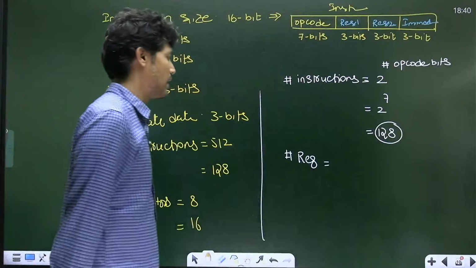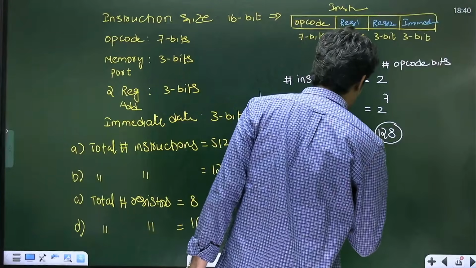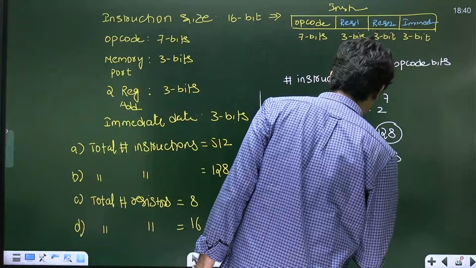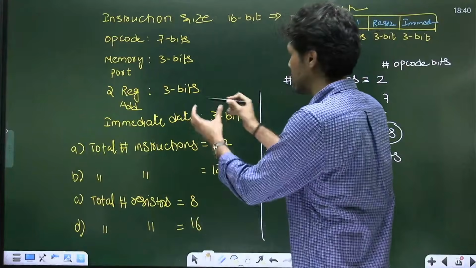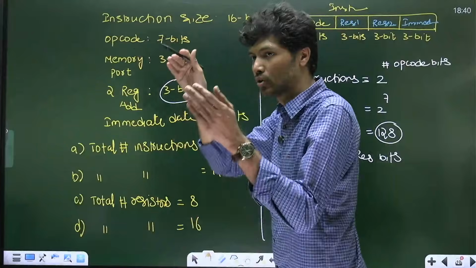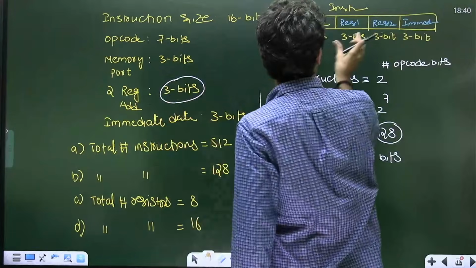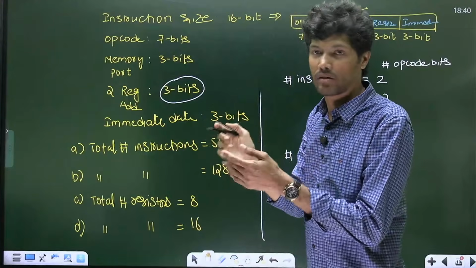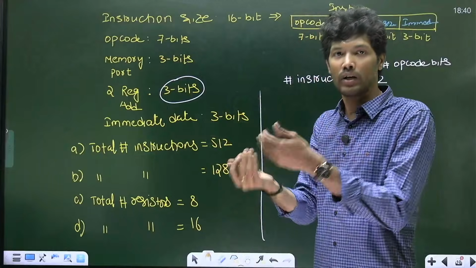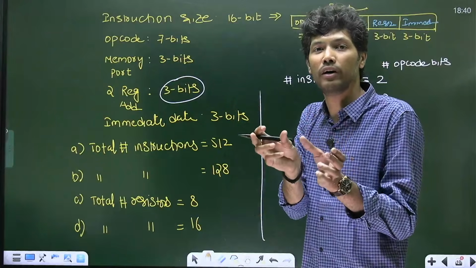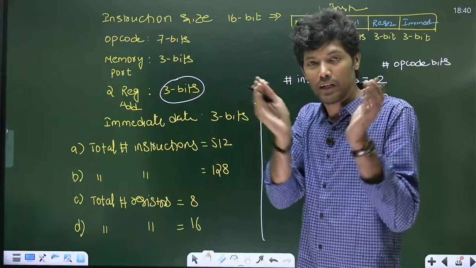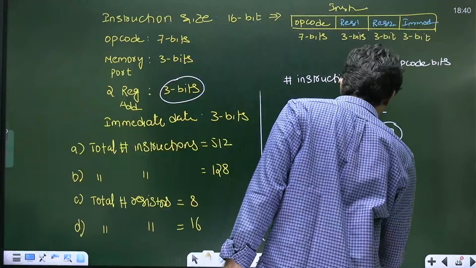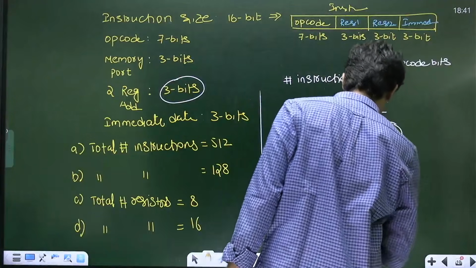Next is the number of registers. How many registers are we having? It's equal to, again, 2 power the number of register bits. So how many register bits do we have? For each register we are having 3 bits. We are having 2 register address locations. If the code is 000, let's assume, it corresponds to one register, and if it is 001, it corresponds to another register. So we have spaces for 2 registers, but for each register location, how many bits do we have? 3 bits. So it is equal to 2 power 3. The answer is 8.